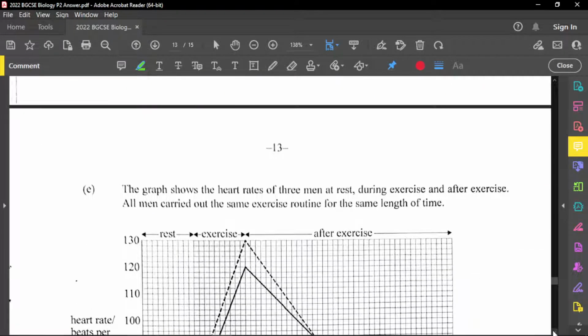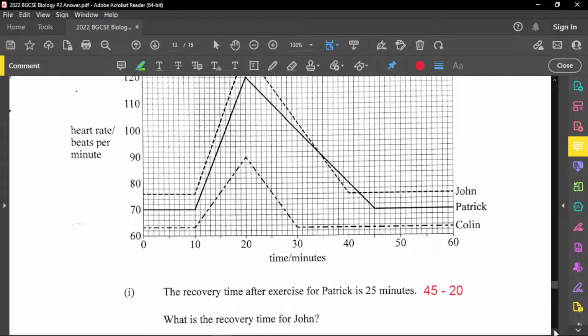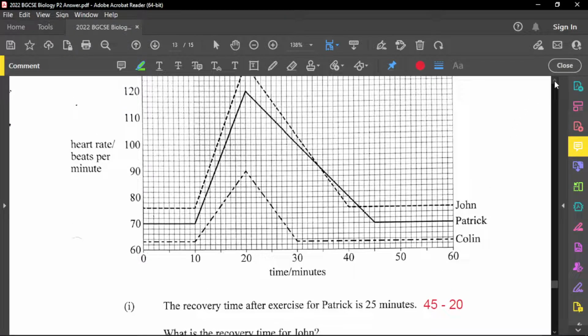All right, for part E of this, the graph shows the heart rates of 3 men at rest, during exercise and after exercise. All men carried out the same exercise routine for the same length of time. We have John, Patrick, and Colin. It says recovery rate after exercise for Patrick is 25 minutes. Let me work it out to show you how they did it.